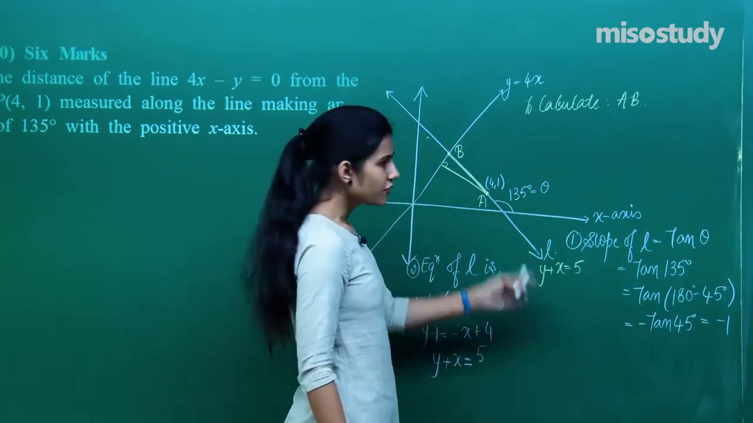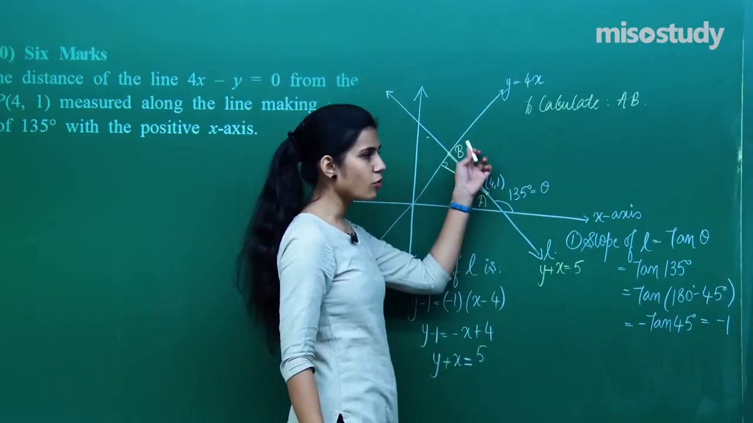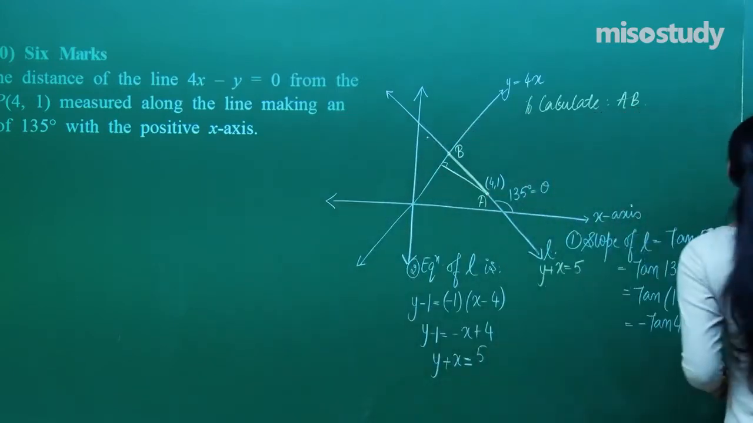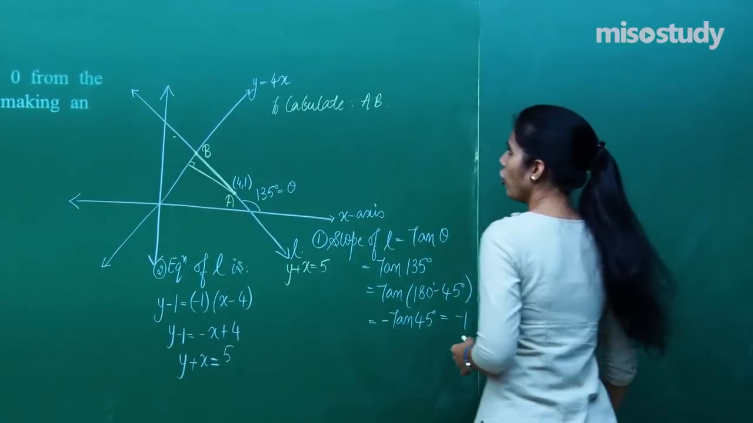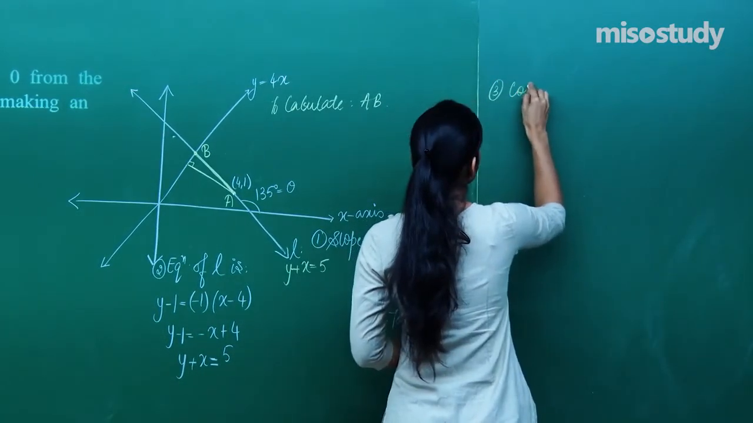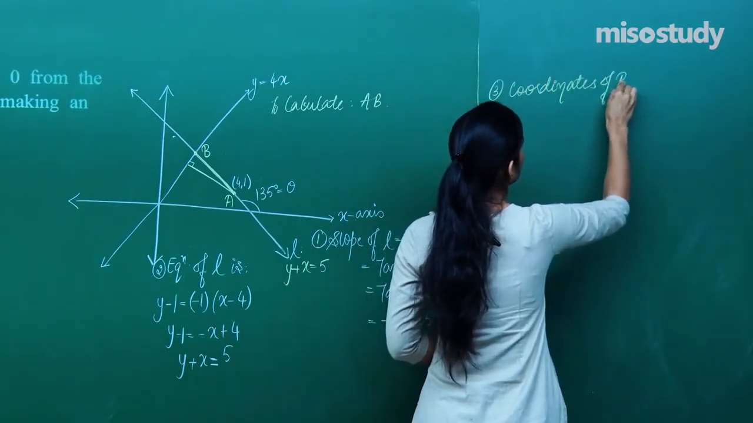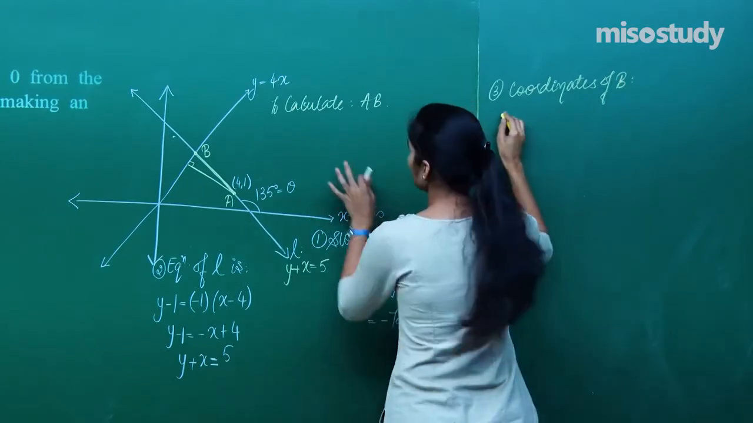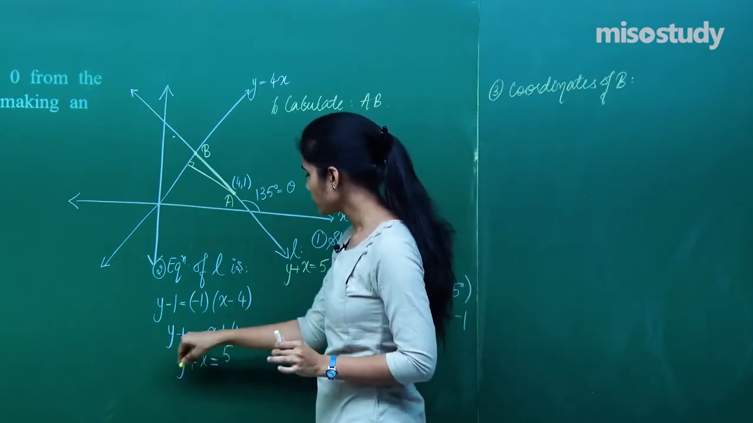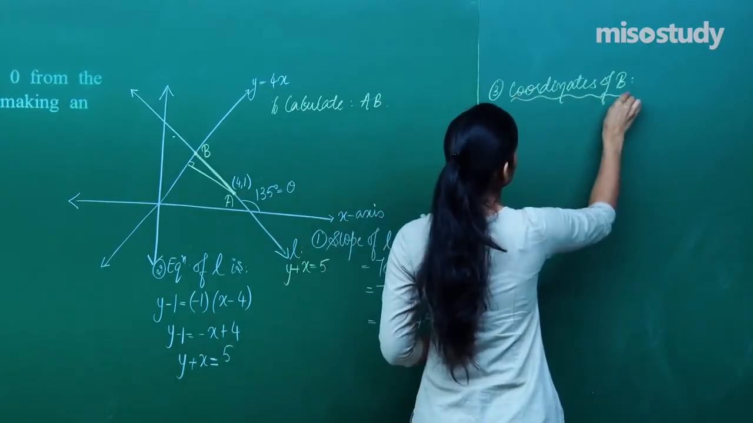Now that I have the equation of this line with me, I need to calculate the distance between these two points. I need to first get the coordinates of point B. Point B is the point of intersection of y equals 4x and y plus x equals 5. This is minus x plus 4, so y plus x equals 4 plus 1 is 5. X plus y equals 5. Coordinates of point B we need to calculate.